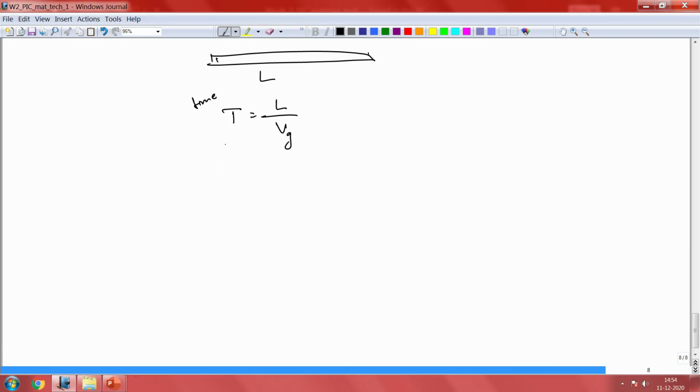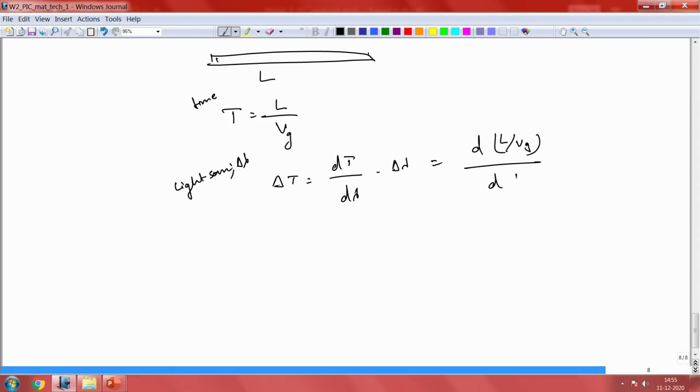And let us say you are using a light source of a certain spectral width delta lambda, and now you can write delta t, that is the delay that you have, as dt over d lambda times delta lambda, which one can write simply as L over Vg over d lambda times delta lambda, in other words L times d of 1 over Vg divided by d lambda times delta lambda.